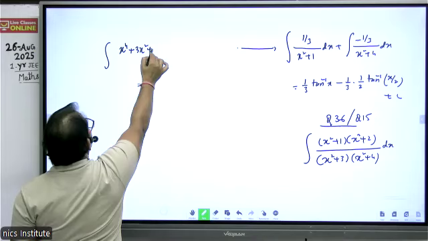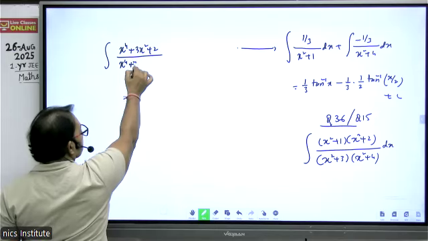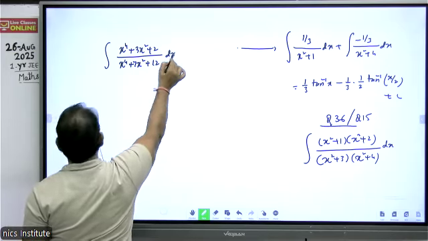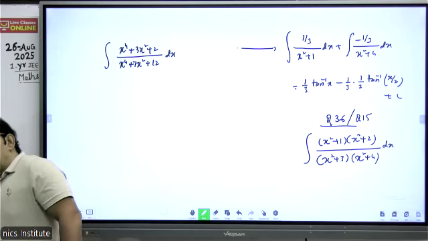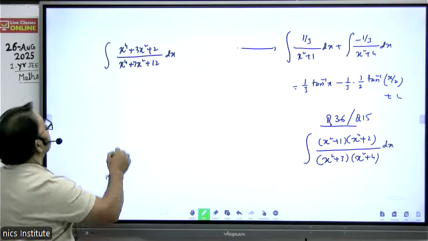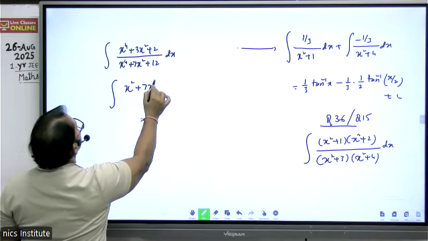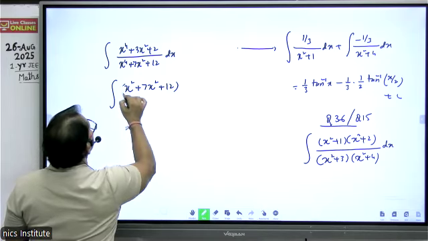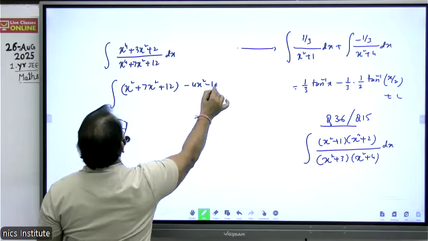3x square plus 2. Denominator is x4 plus 7x square plus 12. See, if you want to divide, you can divide it long division, or else you can add and subtract the numerator so that it becomes the same as denominator. I can also add 4x square, so it becomes 7x square. I can add 10, so it will become 12. And subtract the same. So you can do this also.